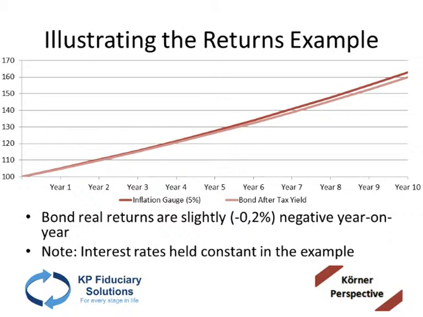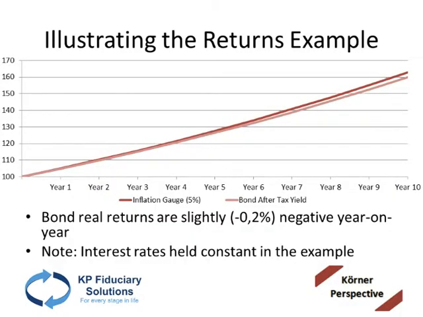Having a look at this chart, this basically just spells out exactly the returns example that we've just indicated, and it just shows you that over a 10-year horizon, the bond doesn't beat inflation. And what is very important here is that we haven't taken into account any of the interest rate changes. This purely is just to show you the return profile on the yield or the coupon that is paid on that bond.